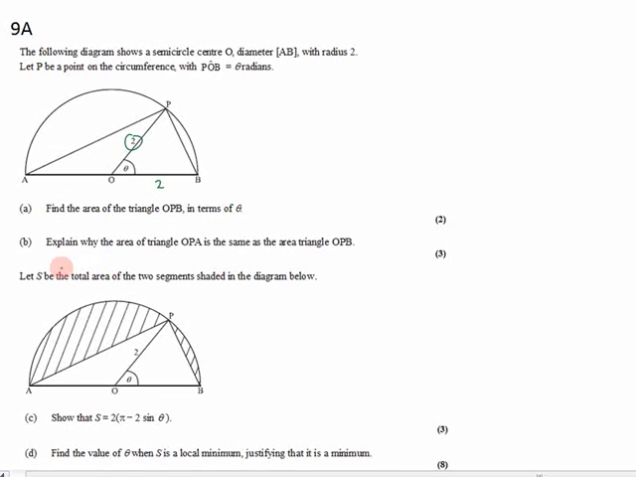Part B asks me to explain why the area of triangle OPA is the same as the triangle OPB. So basically these two triangles have the same area, and they expect me to explain why. To explain why, first I'll find the area of triangle OPA the same way, by saying that the line OA also has length 2. I'll also need the angle between them, and since this angle and this angle must add up to 180 degrees, the angle must be 180 take theta.